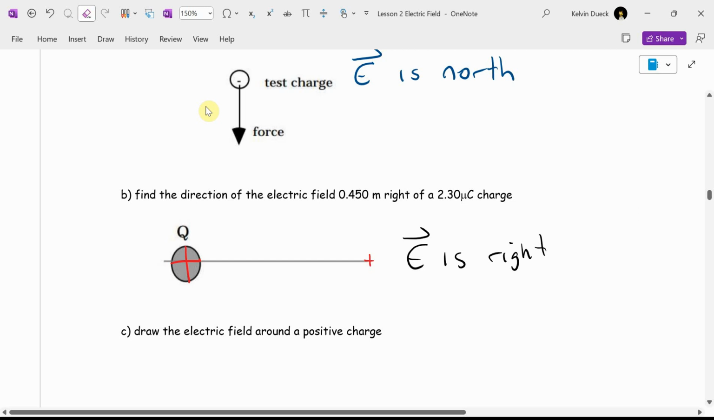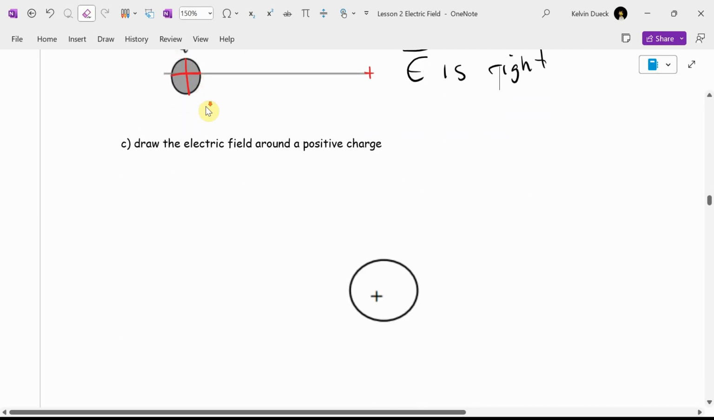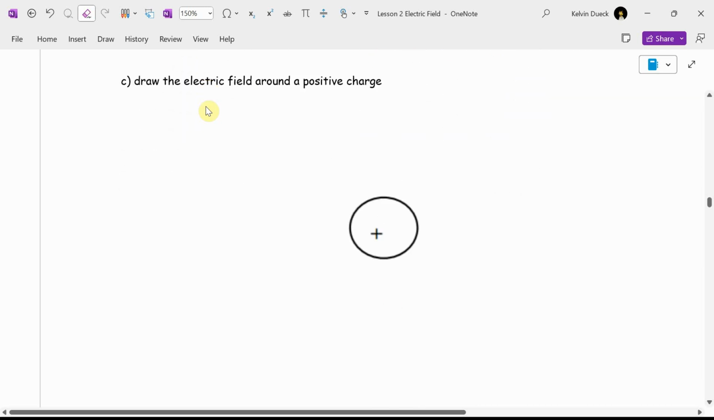In fact, we can draw electric field pictures. This is how Michael Faraday, one of the fathers of electricity, thought of electric field. Michael Faraday was terrible at math. In fact, almost all of his discoveries, he phrased them in English because he just wasn't good at mathematizing them. But he was very good at coming up with clever ways to illustrate things.